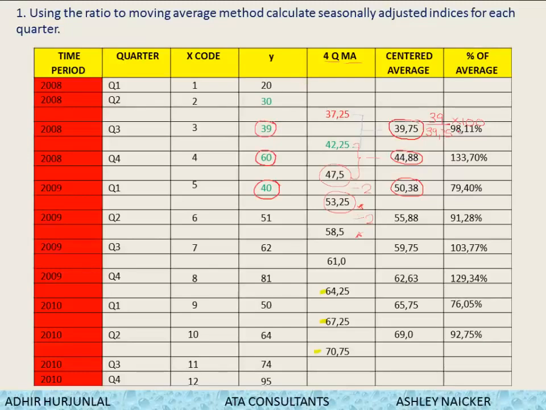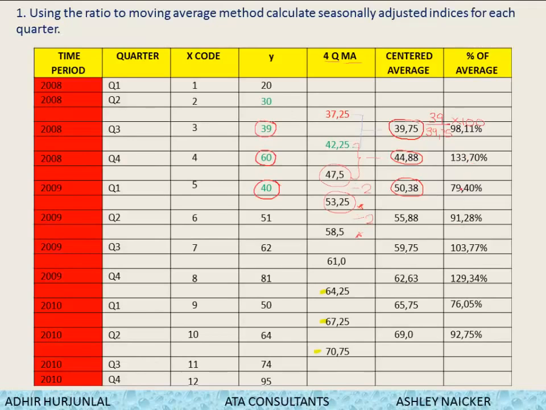Now please remember that I've generated these answers for a reason. I'm going to use them in my next step. 2008 quarter 3, the percentage average is 98,11. For 2008 quarter 4, the percentage is 133,7%, and on and on.